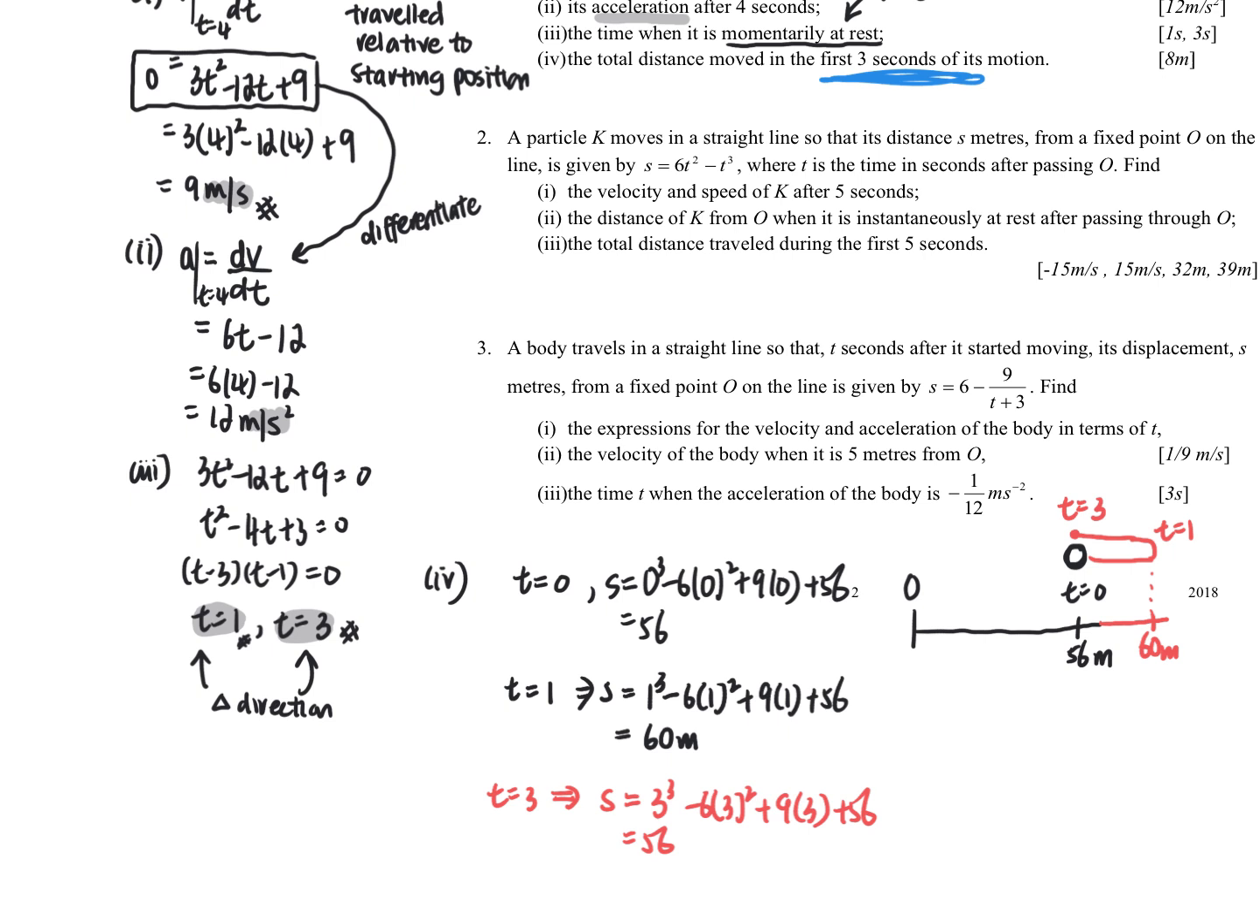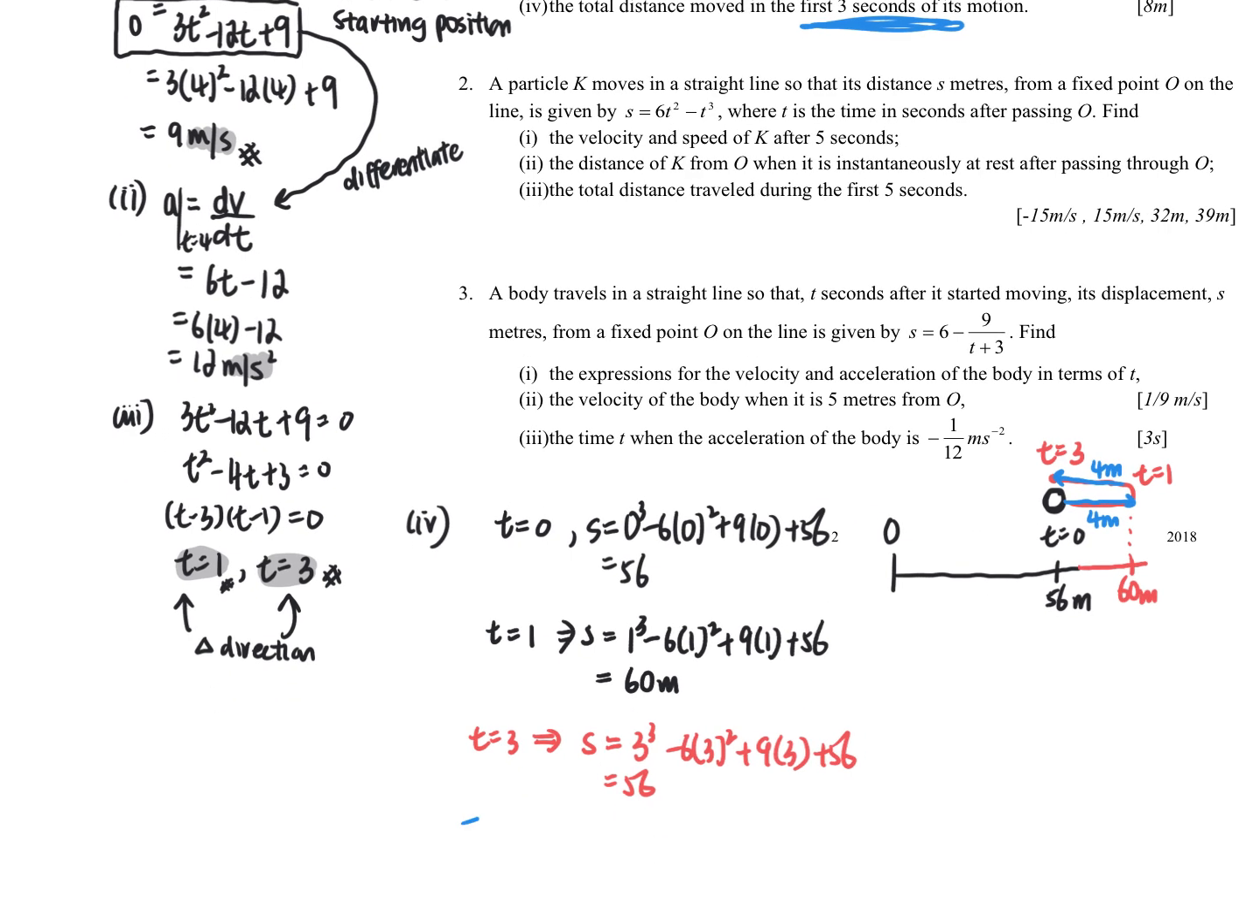So now I want to know what is the total distance traveled by that particle. It's just this 4 meter here and the 4 meter back. We don't care about the 56. We don't care about the 60. We only want to know what is the distance moved by the particle. So 4 meters over here and then another 4 meters backwards. So total distance traveled is just 4 meters times 2, which is 8 meters.